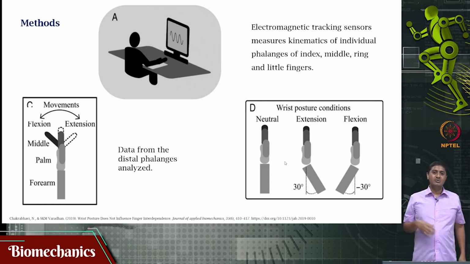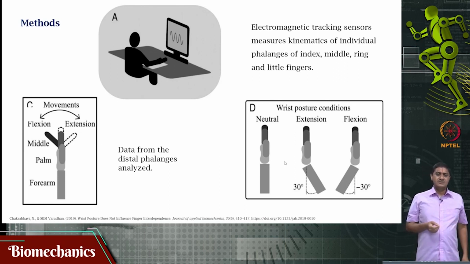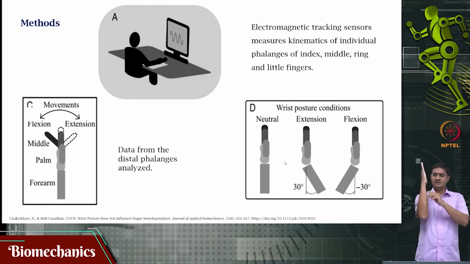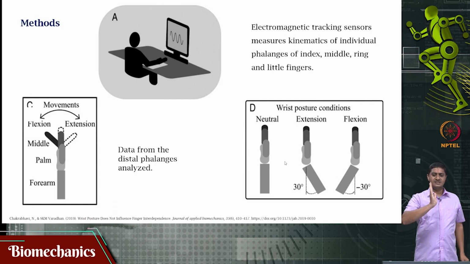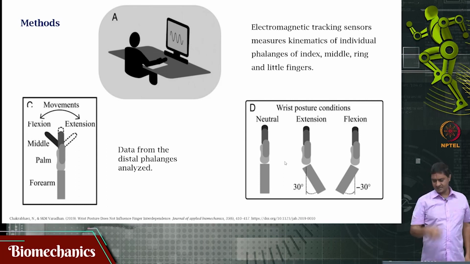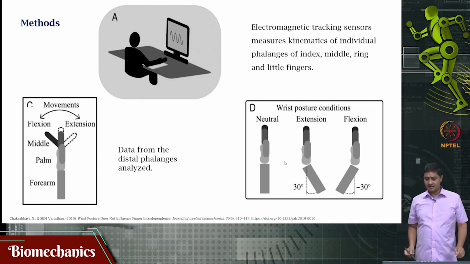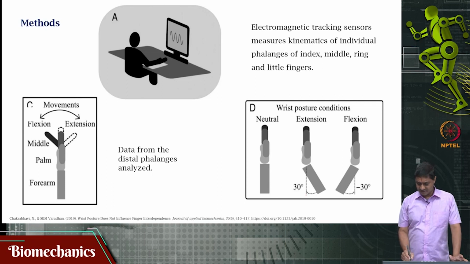We measured movements of all the phalanges of all the 4 fingers involved, but we informed the participants what was the instructed finger. And there were 3 conditions. First condition is the neutral condition, in which the wrist remains neutral. The other condition is when the wrist is extended like this, and the other condition is when the wrist is flexed like this, right. So, the angle of extension and flexion was 30 degrees.